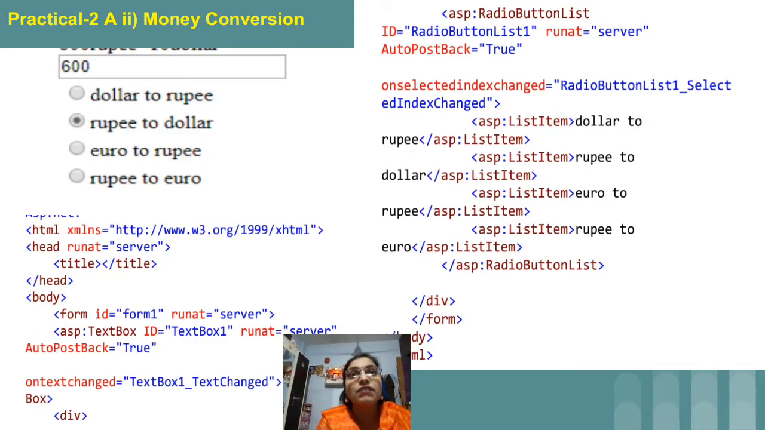So what is your interface for the money conversion practical? First you have to take a text box, and the second element which you have to take is the radio button list. In the radio button list you can add list items. Just select the radio button list control, go to the property window, there will be the option list items, click on that and add the options which you want. In our case we have taken 4 options, dollar to rupee and so on, so you need to add them to the radio button list. It is very easy actually.